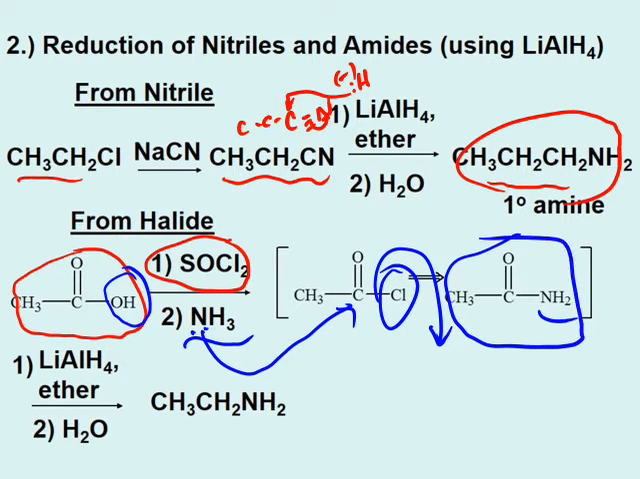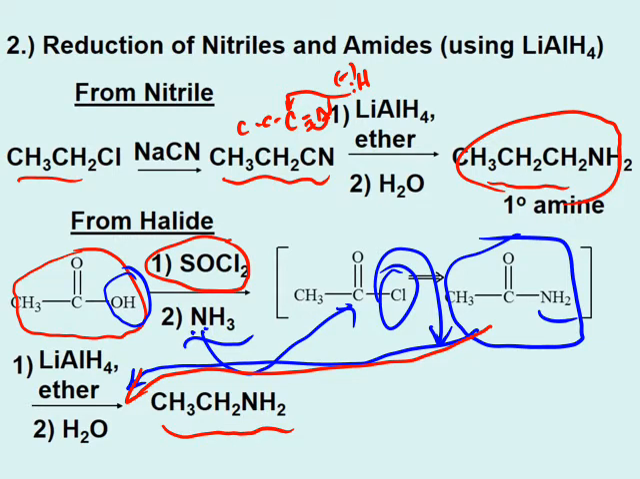This is an amide, C double bond O NH2. So when you let it react with lithium aluminum hydride, that's what you're shown here. Once you have this amide, C double bond O NH2, and let it react with lithium aluminum hydride, it changes into CH3CH2NH2. So it's just a 1 degree amine.